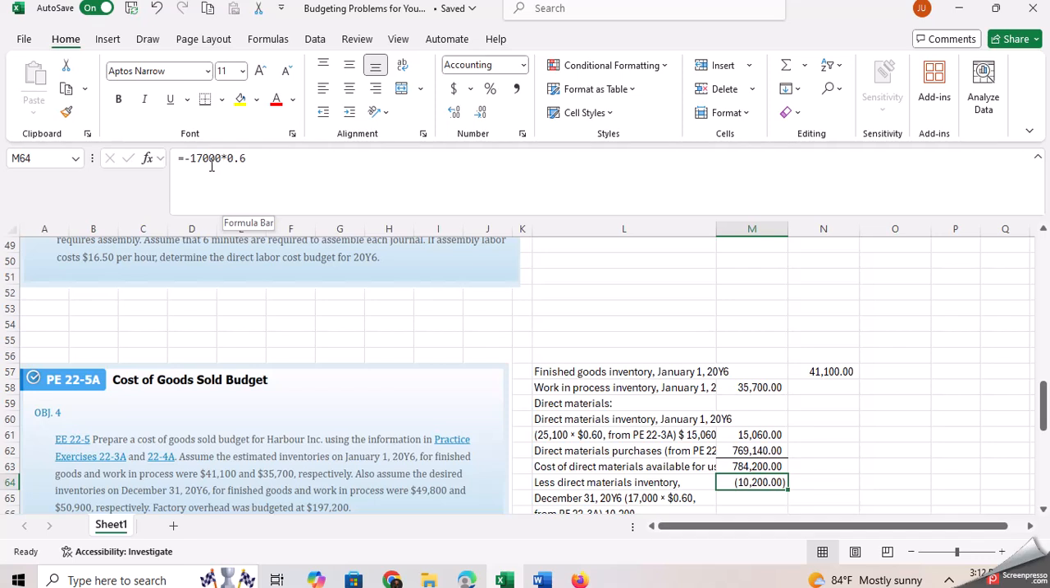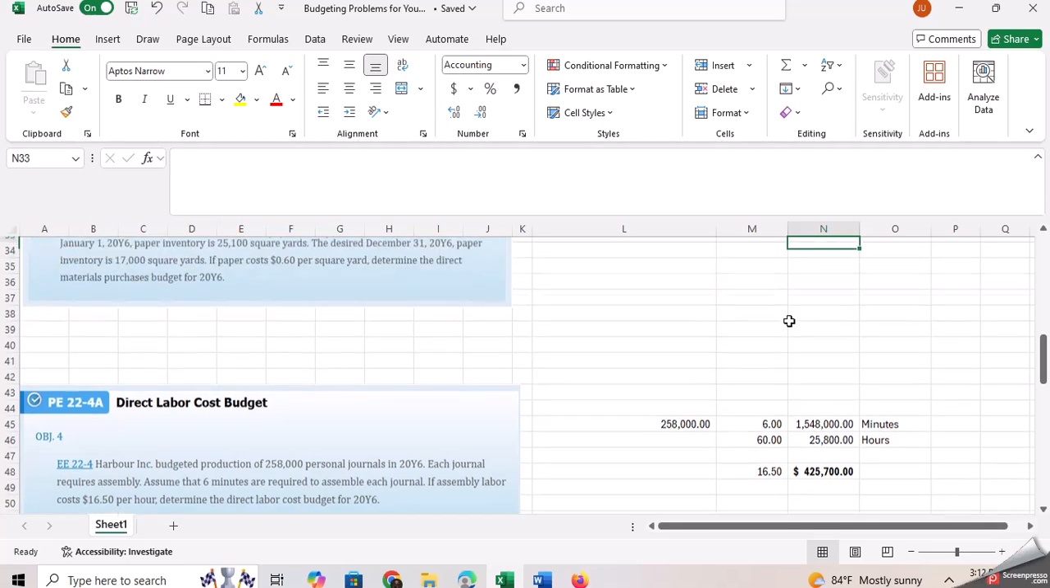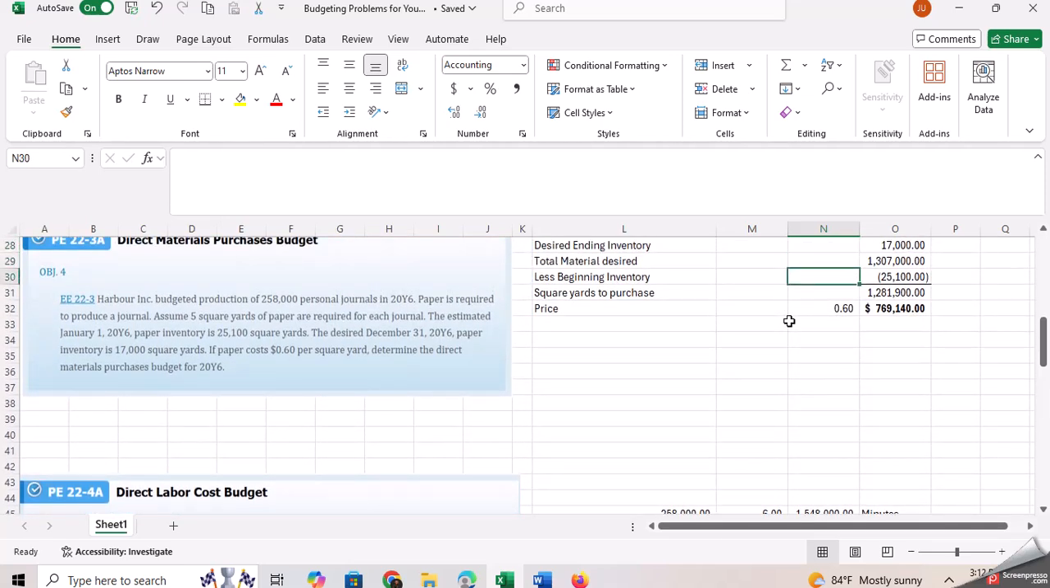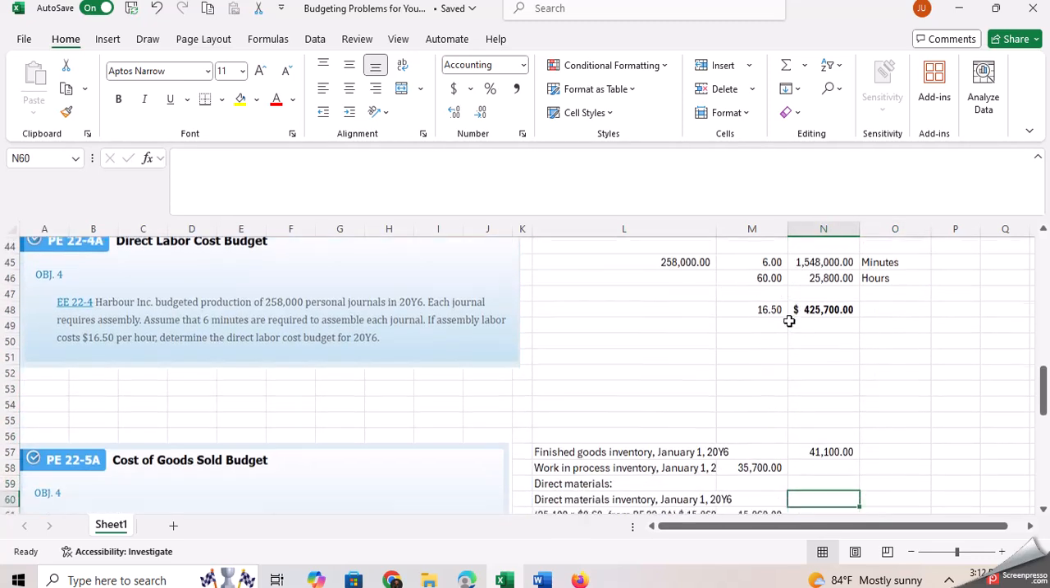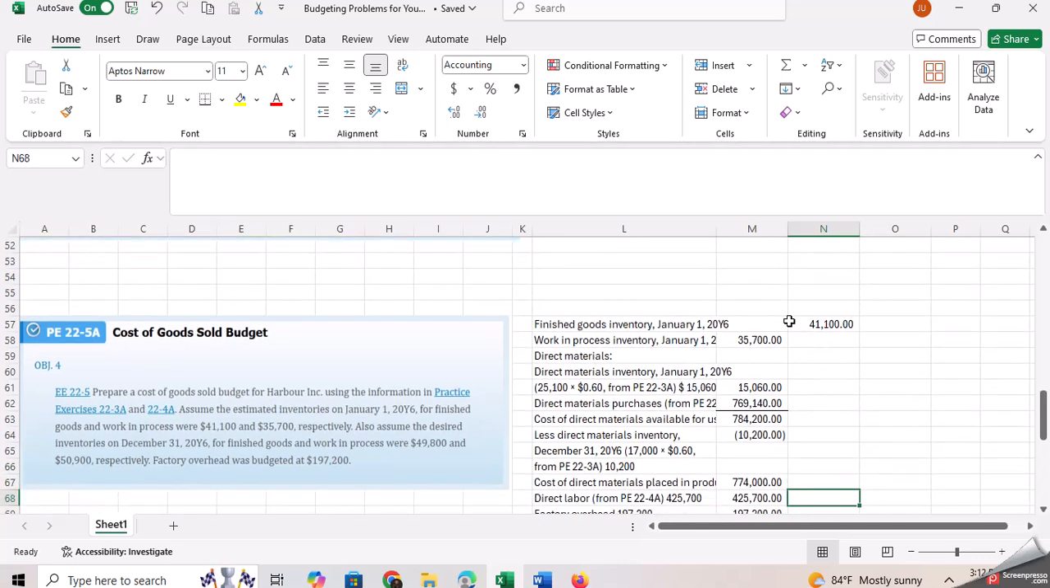So again, looking at my formula, it's the 17,000 units at 60 cents. If you go back up to this problem, that's what they told us. We wanted to have 17,000 square feet in our ending inventory. And again, multiply that times the 60 cents to put it into dollars. So then we subtract that out, and that is our cost of our direct materials placed into production.